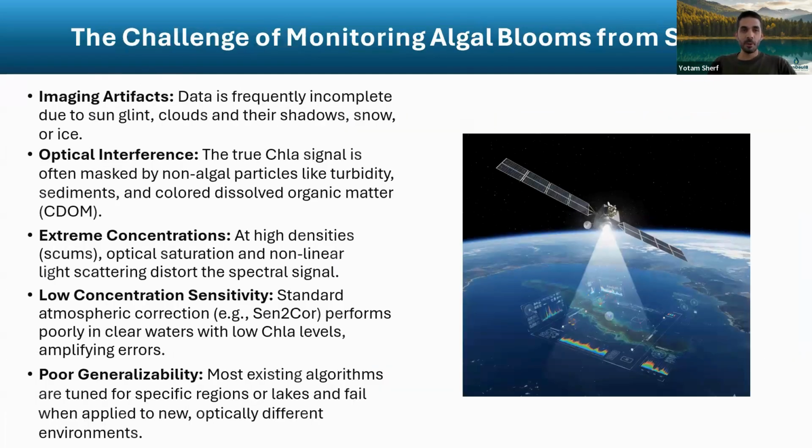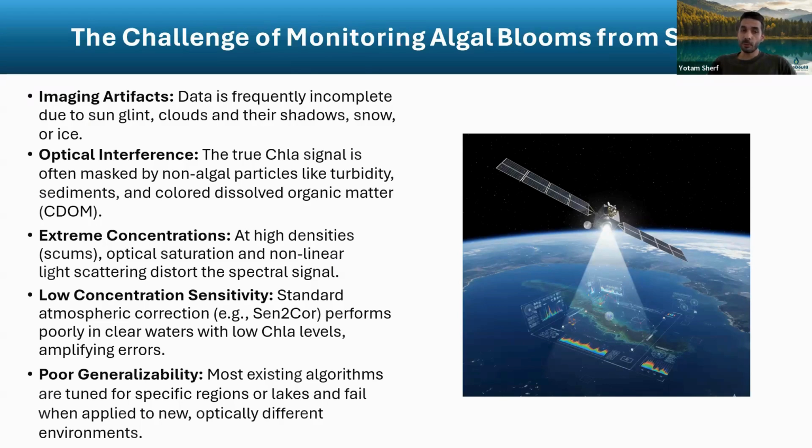The main challenges in monitoring harmful algal blooms from space come from several reasons. The first is imaging artifacts, because data is frequently incomplete due to clouds, sun glint, shadows, and ice. We also have other optical interferences, where the true chlorophyll-a signal is often masked by non-algal particles like turbidity and sediments. These particles mask the true chlorophyll-a signal, which prevents us from retrieving the accurate value and leads to error in the result.